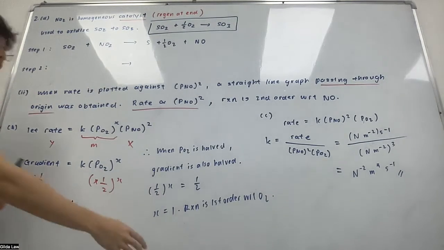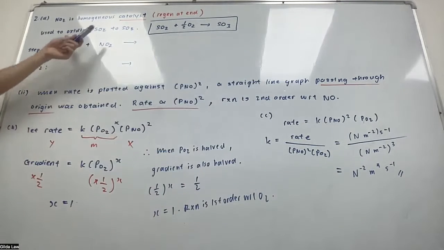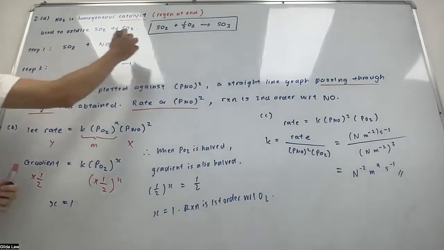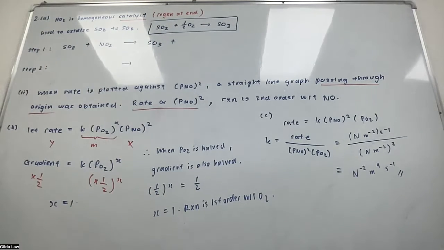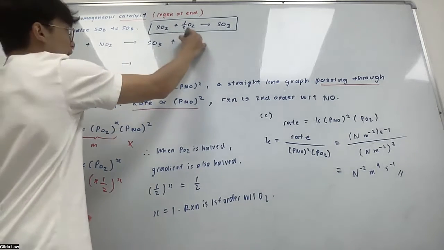So there's actually an easier way of doing this. I want to get SO3. Can I obtain SO3 already from the first step? I can. I can get SO3 first. Then what should be my other product? It's just NO, because I just shift 1 oxygen from here to here. So I get NO.